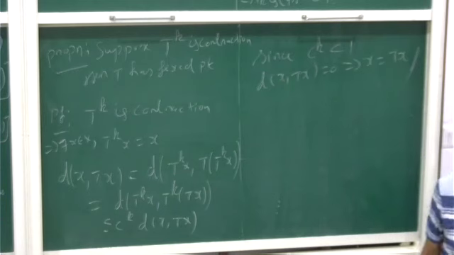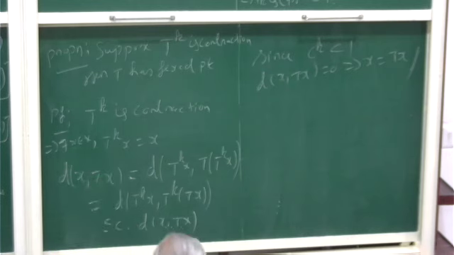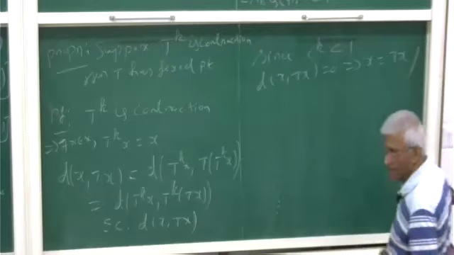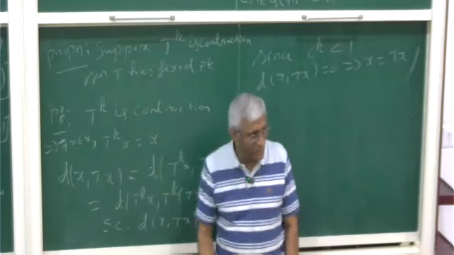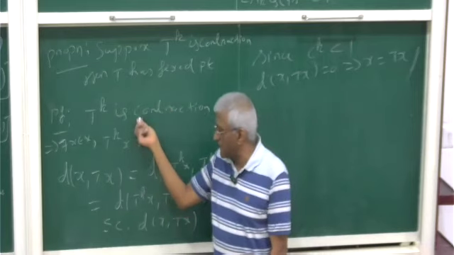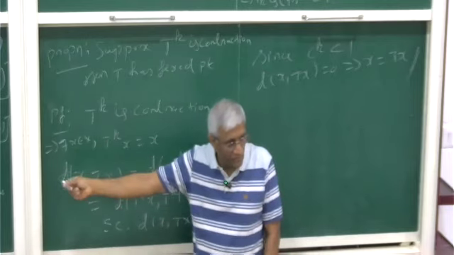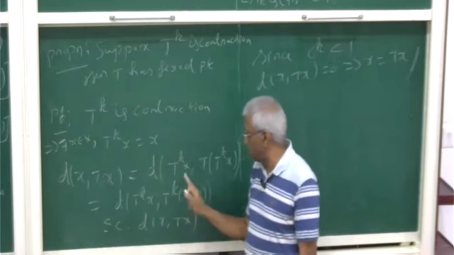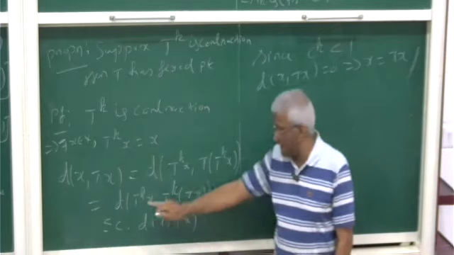Sorry, correct, it is just c, no c to the power k. I'm assuming T to the power K is a contraction. Then I want to prove T has a fixed point. T to the power K is a contraction, so T to the power K has a fixed point by the earlier proposition. Then I use this x, Tx equal to this, and I apply that x is a fixed point for T^K x. I just apply this. Then I should get c here.